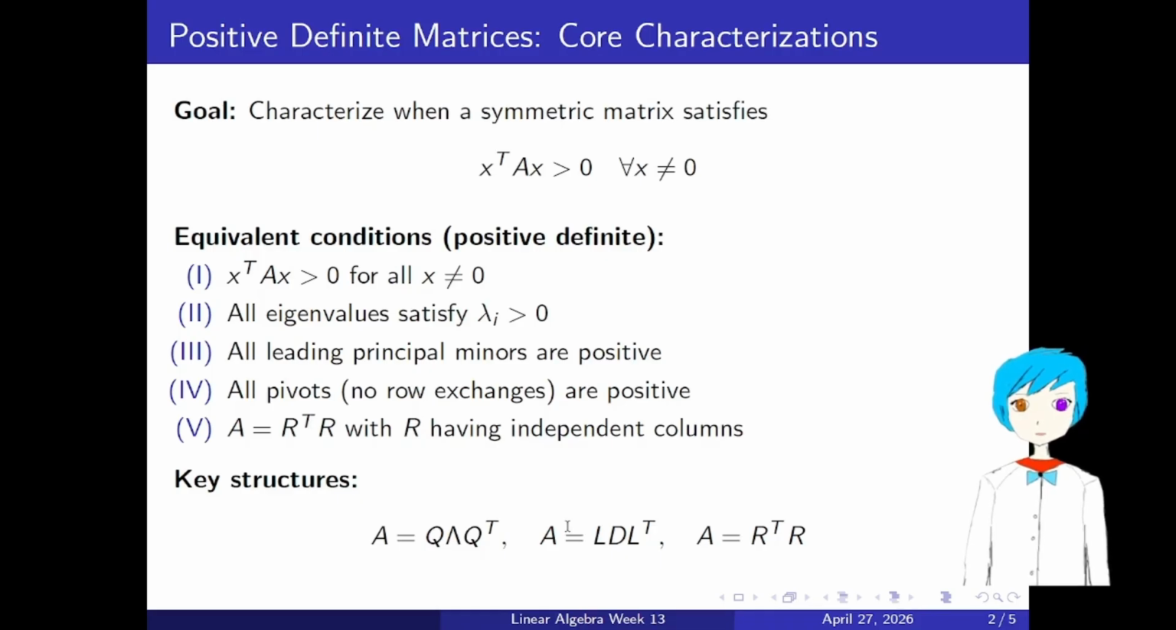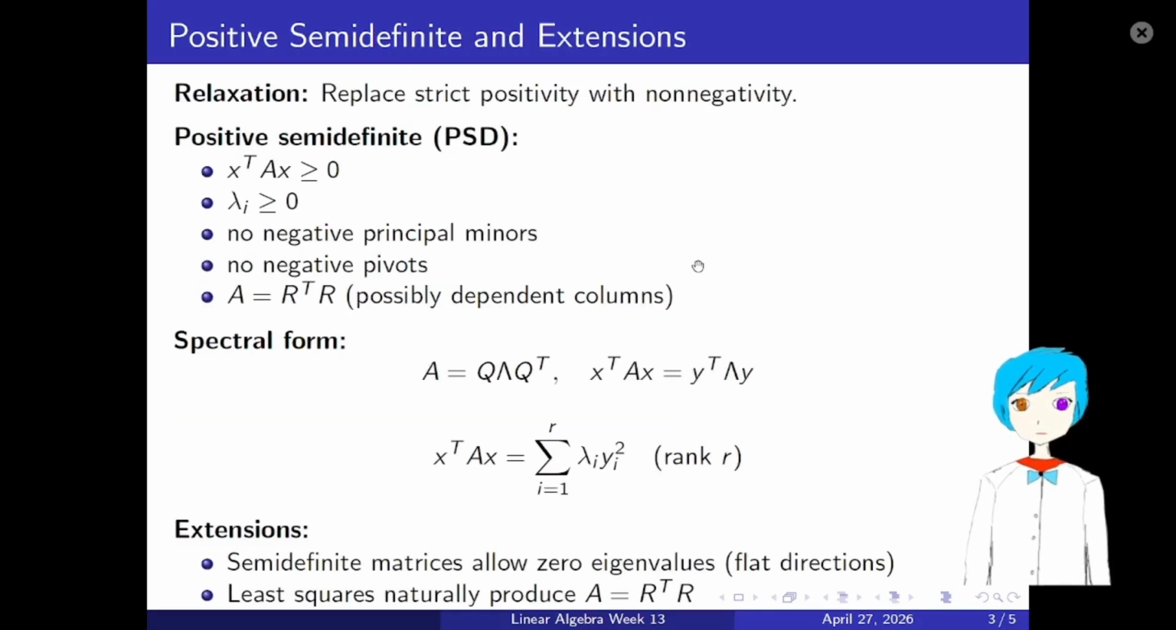So there are 3 structures. A equals Q lambda Q transpose, where Q is an orthogonal matrix. A equals L D L transpose, where L is a lower triangular matrix. A equals R transpose R. We can relax the positive definiteness to positive semi-definite matrices.